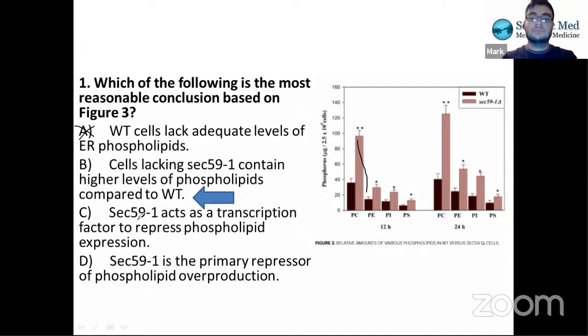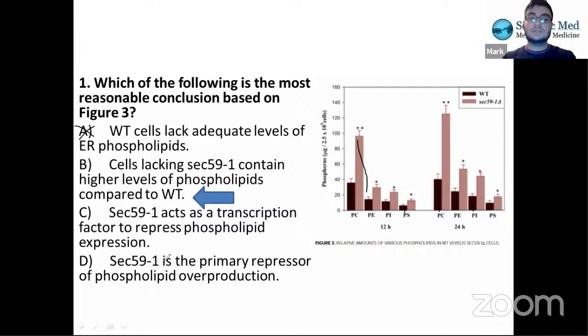C: Sec59-1 acts as a transcription factor to repress lipid expression. That could be one reason, yeah. We can see that in the wild type, the levels across all of the phospholipids at all time frames are lower than those of the deletion mutation. If you deleted Sec59 and the level of phospholipids went up, one plausible explanation is that it's a transcription factor that represses it. Okay, that makes sense. D: Sec59 is the primary repressor of phospholipid overproduction. Again, because once you get rid of it you have overproduction, that's a plausible explanation, maybe.